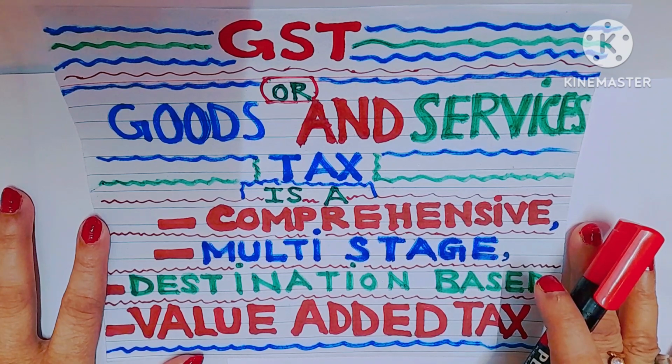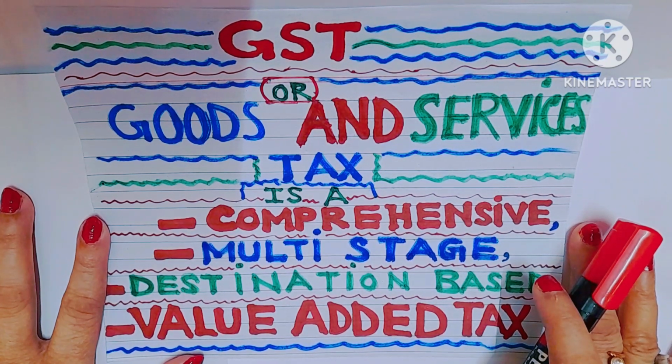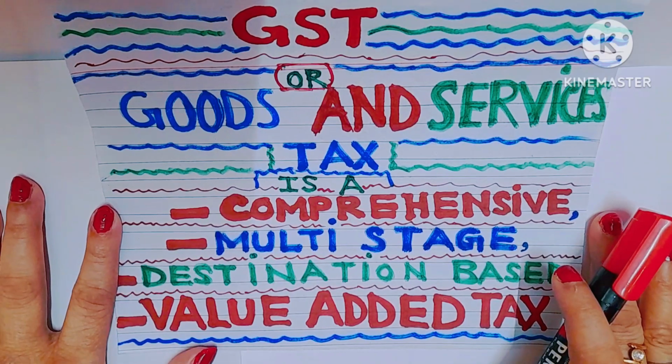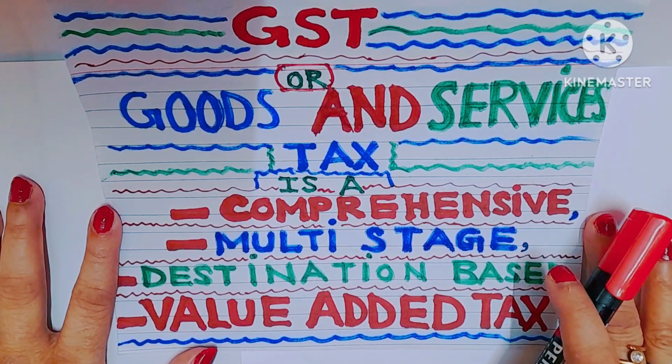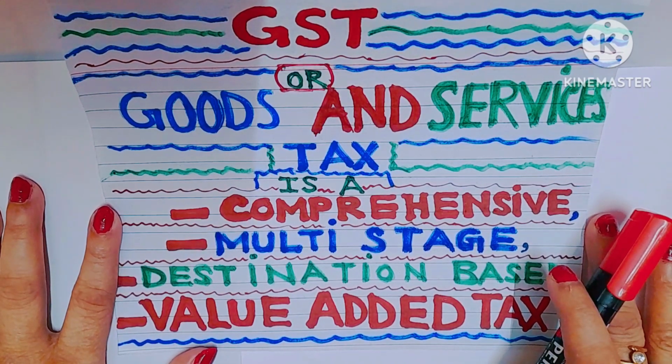As we all know, GST or Goods and Services Tax is a comprehensive, multi-stage, destination-based value-added tax. In other words, GST is a comprehensive, multi-stage, destination-based tax that is levied on every value addition. So in this video, I am going to discuss and explain in detail why GST or Goods and Services Tax is a comprehensive tax with an example step by step in the easiest way.